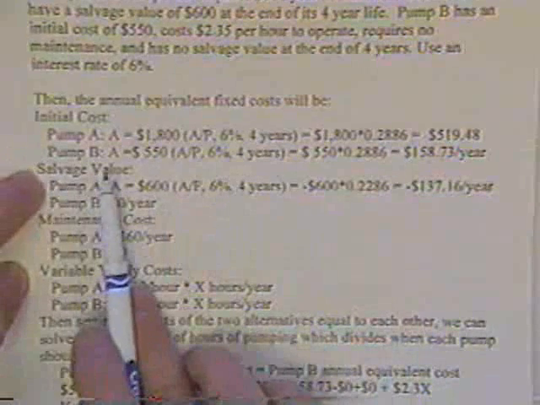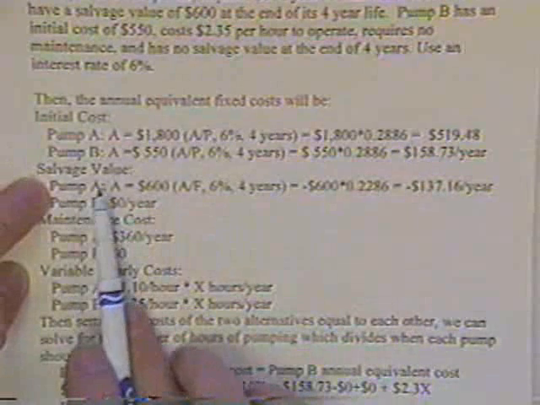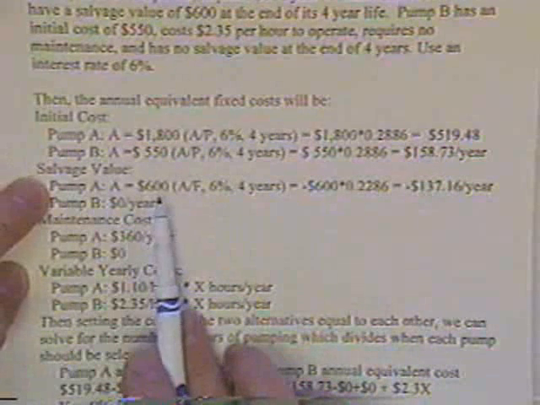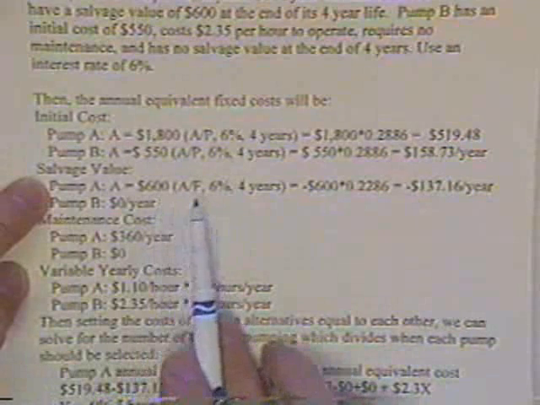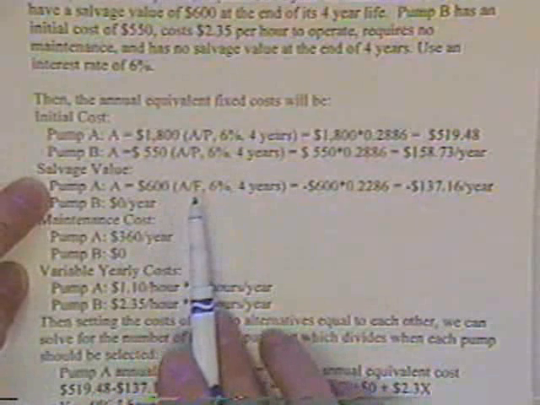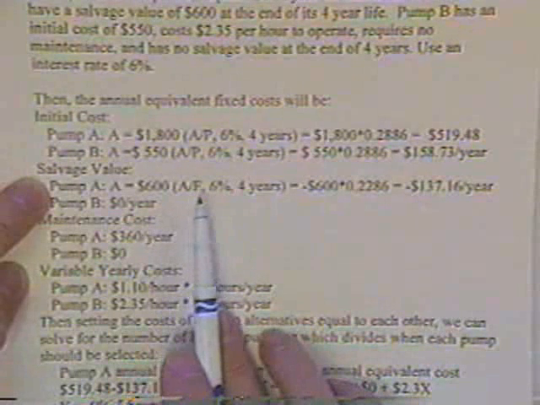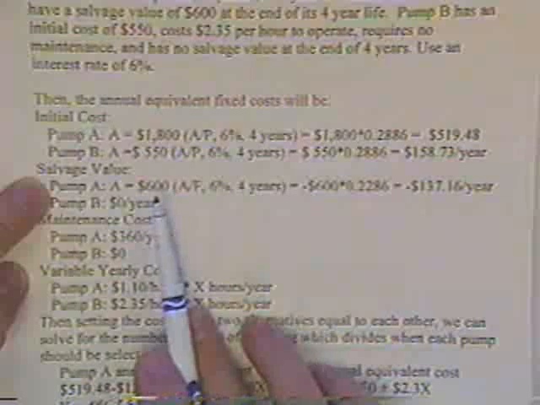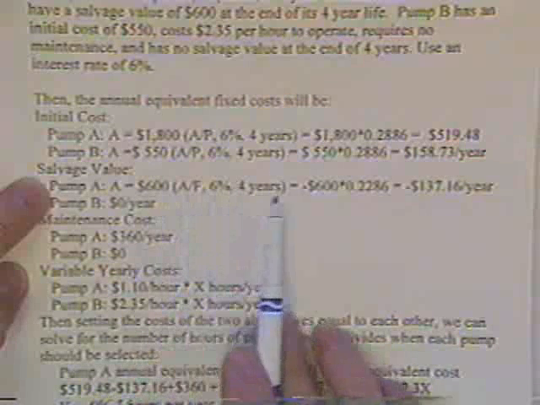Now the salvage value would bring in some money. Pump A has an annual value to you of $600 times the overall 6% 4 years.